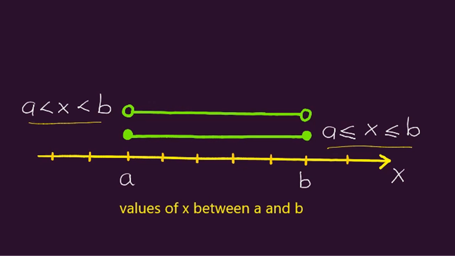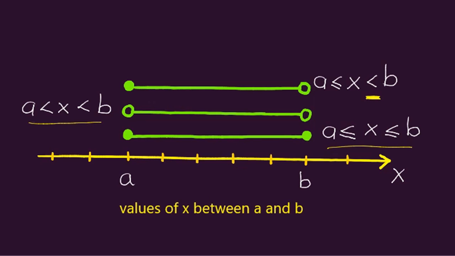Okay, let's look at this one. These are values of X that are between A and B, but you can see here that B is not included because it's not shaded on B. So this inequality, since B is not included, will look like this: A is less than or equal to X, and X is less than B. You can see here that we do not have an or equal to symbol on B, simply because B is not shaded, so B is not being included in the set of values.